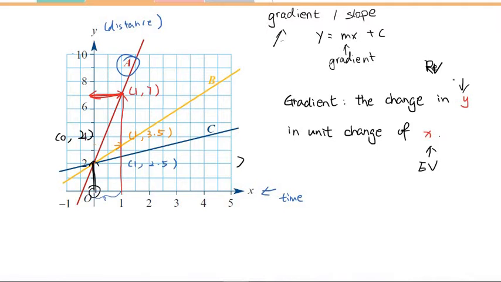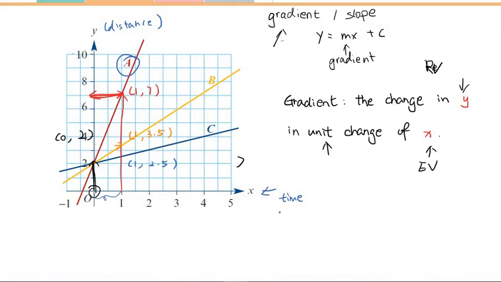And we also learned response variable as dependent variable in year 9 and explanatory variable as independent variable in science and year 9 math class as well. So they both are interchangeable. Okay, so gradient is the amount of change in y, or we can say the change in y in unit change of x. What does unit change mean over here?